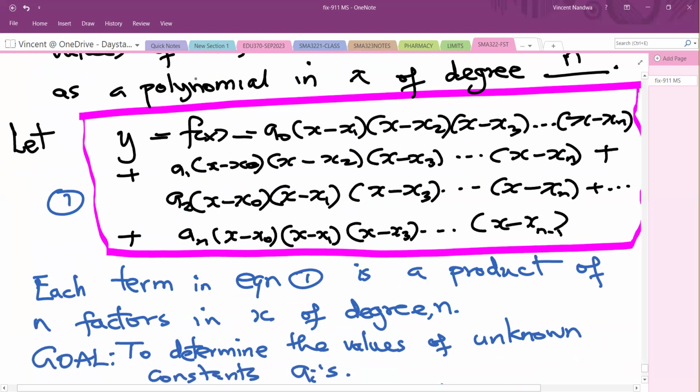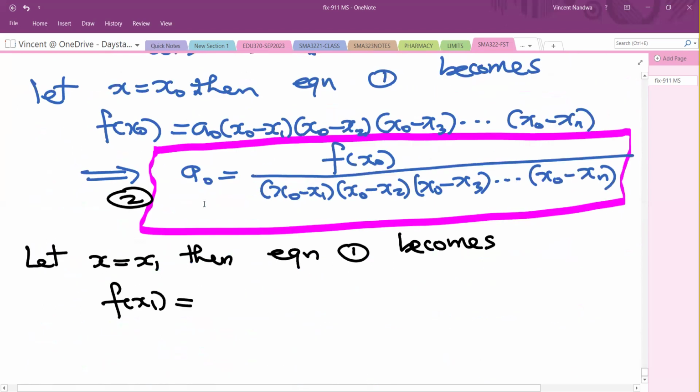Yeah, because when you put x1 in this first term, it will give us 0. So 0 times everything will be 0. Similarly, in a2 there's an x minus x1. a3 will also have an x minus x1, up to an, which will also have an x minus x1. So the only term that remains will be the term with coefficient a1.